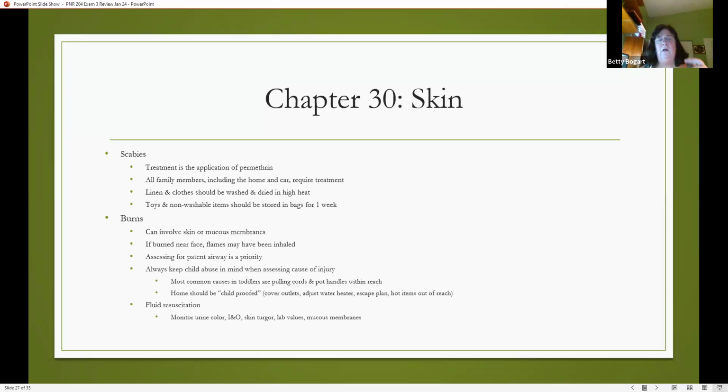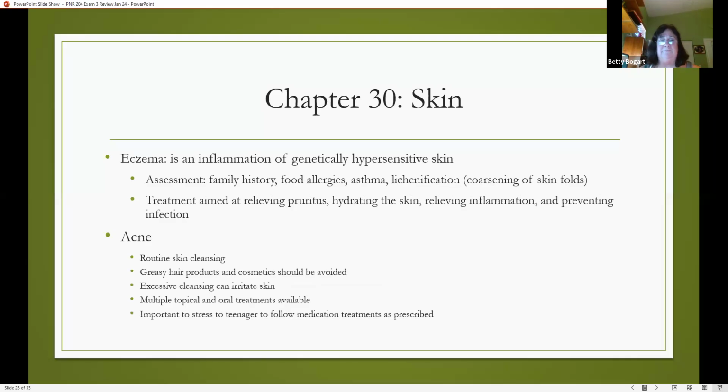We always will do fluid resuscitation with burns because that burn has basically burnt the skin and all the moisture. So again, how do you monitor fluid balance? Intake, output, daily weights. And then of course, lab values, looking at sodium, looking at potassium, absolutely will be part of it. And we can also look, are the lips moist, is the tongue moist, etc.